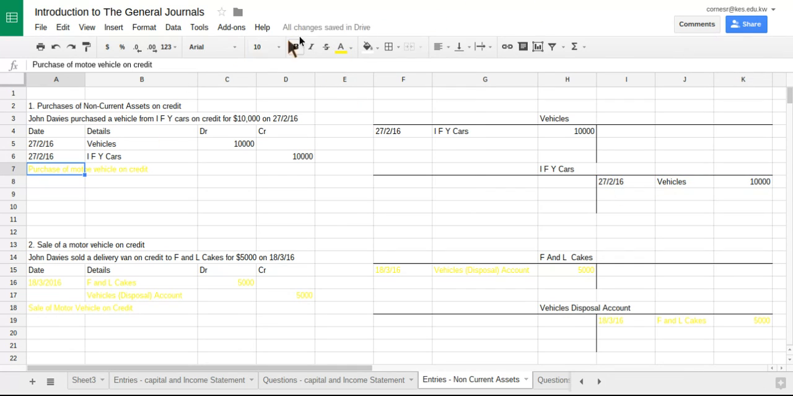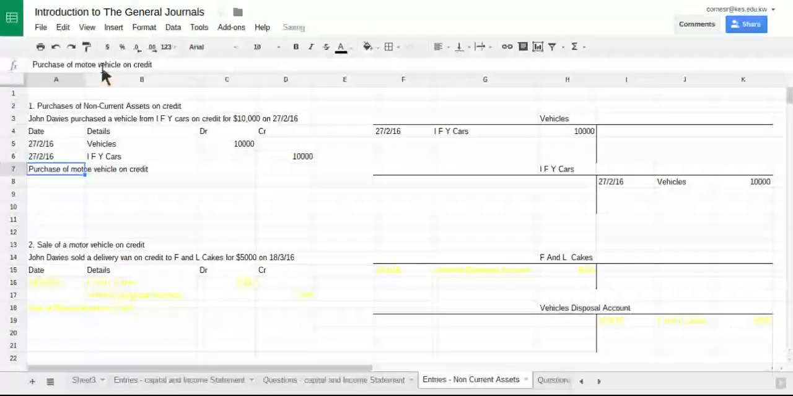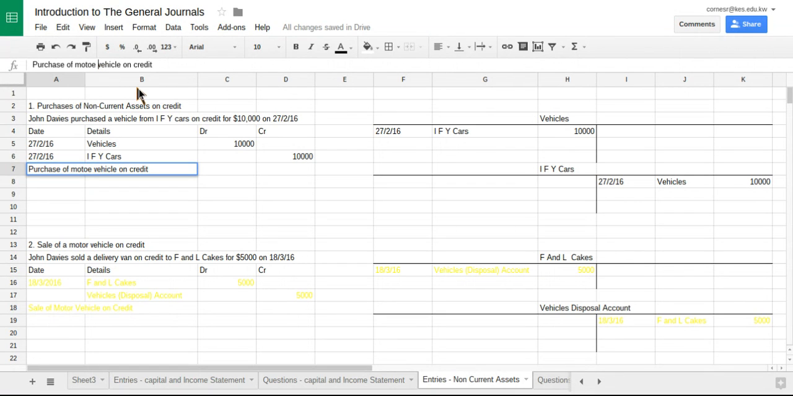Okay, and then a commentary. The commentary for this is going to be straightforward because it's just the purchase of motor vehicles on credit.